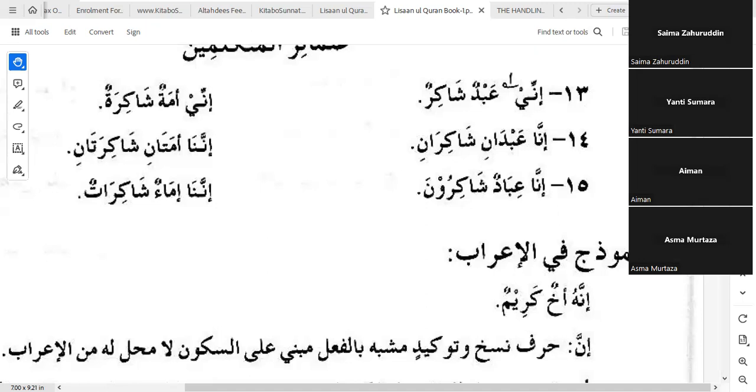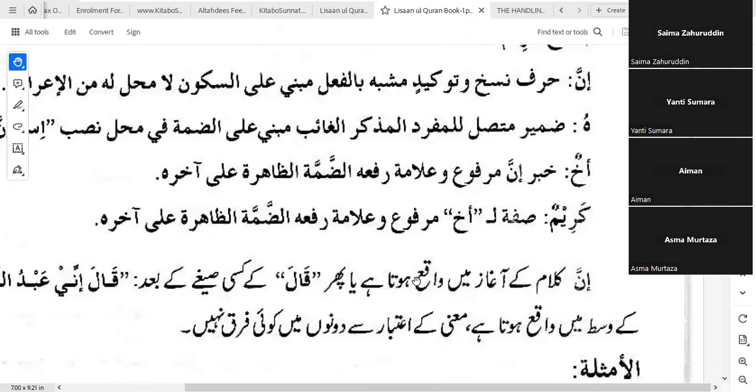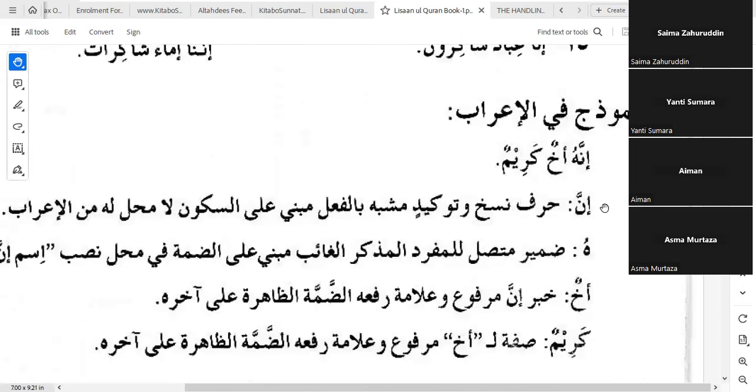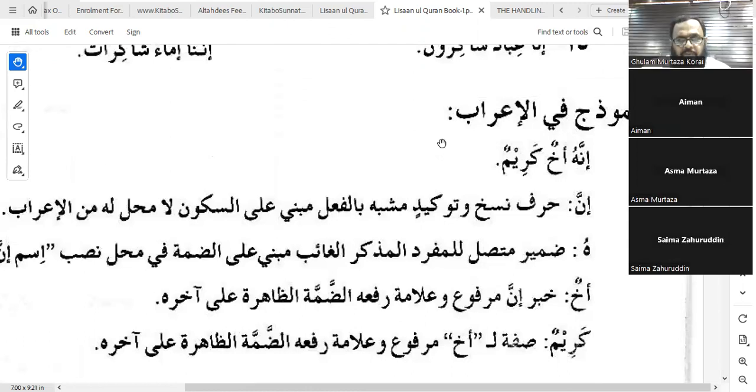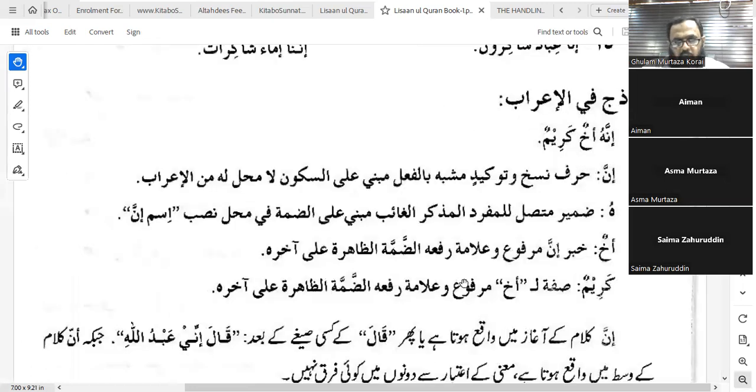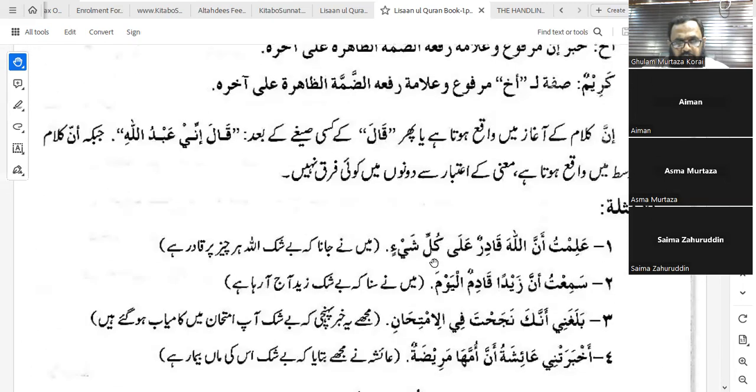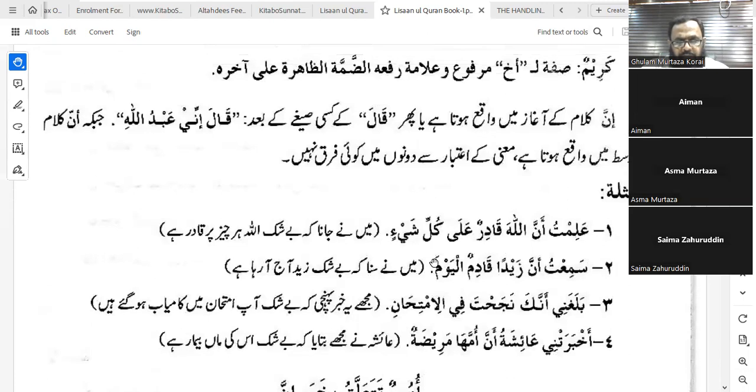Inna ibadun shakiruna, in which inna is used for showing plural of masculine. And then innana ima'un shakiratun, in which innana is used to show plural for women, feminine. Okay, mashallah. This is about tarkeeb. We will discuss the tarkeeb in detail, inshallah, because I don't want to involve you at the moment in difficulty, but we'll go for that, inshallah.